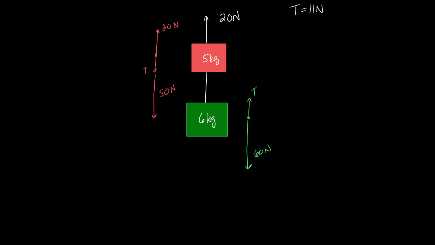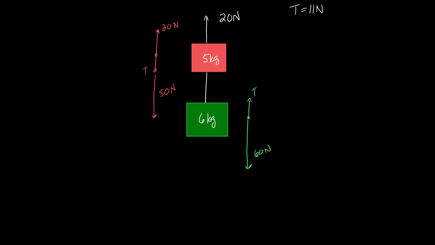So free body diagram like this. Is that what yours looks like? I hope so. If it's not, what's wrong with yours? Let's fix it. I see 2 forces acting downwards on the 5 kilogram box and 1 force acting upwards on the 5 kilogram box. And I see 1 force acting upwards on the 6 kilogram box and 1 force acting downwards on the 6 kilogram box. Is that what you did? If you made a mistake, let's fix it.